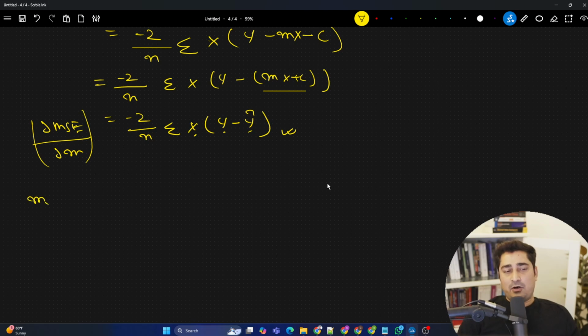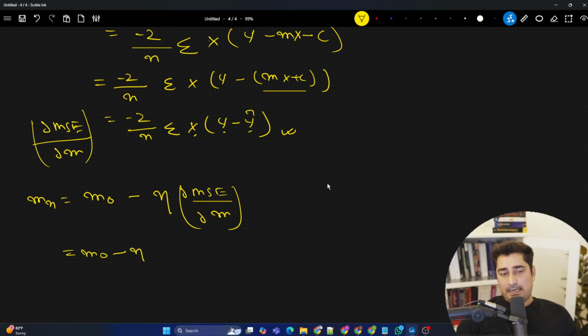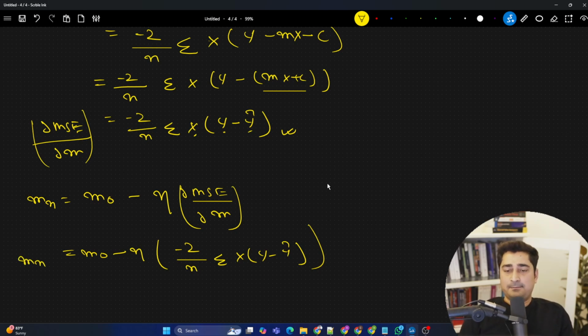So my new value of M is nothing but old value of M minus learning rate times the derivative of the mean squared error with respect to M. Now here I know this value. So M0 minus eta, and then it's going to be 2 by n summation of X into Y minus Y hat. Can I rewrite this new M in this way? Everyone? Can I rewrite my new M in this way, guys?